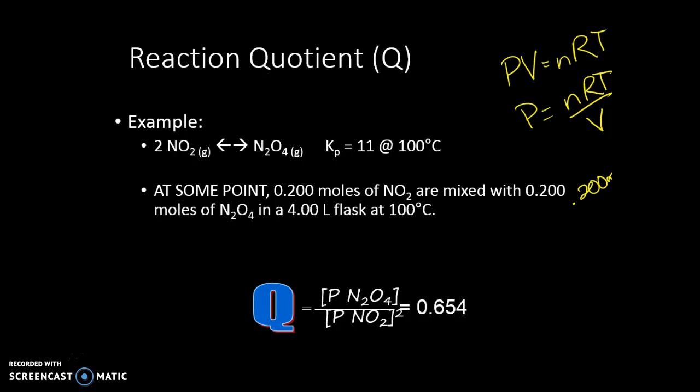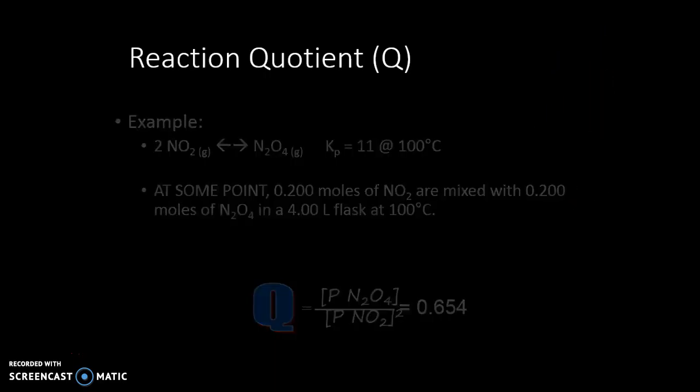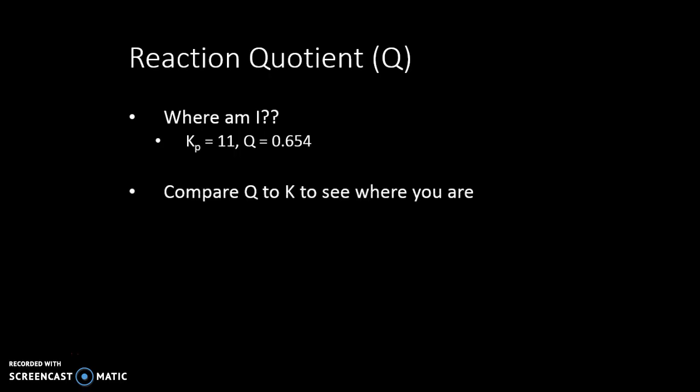So this is what we need to think about. How does that compare to the Kp? It's much less than the Kp. So if it's much less than the Kp, have we reached equilibrium yet? The answer is no. Much less means we haven't reached equilibrium. We still have a ways to go. So here we go. K is equal to 11, Q is equal to 0.654. Compare K to Q, where are you?